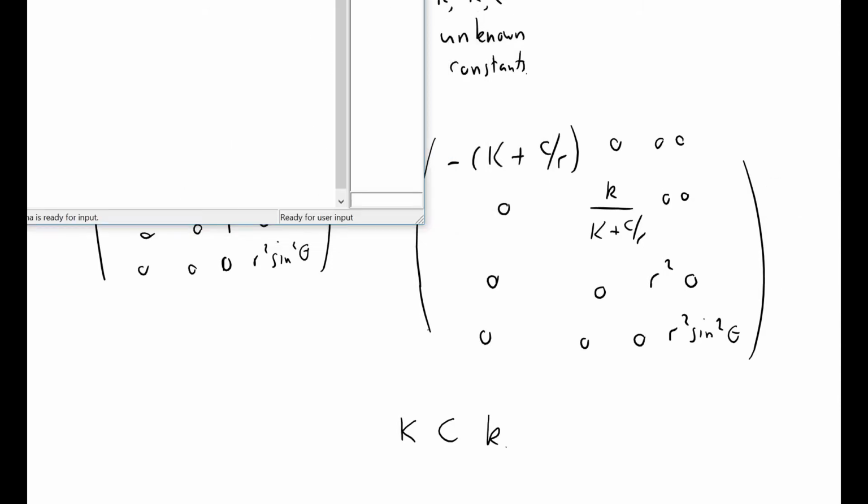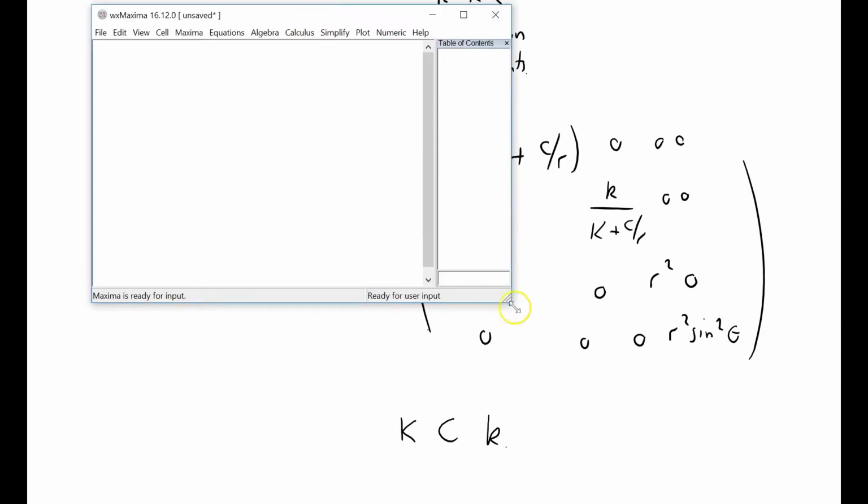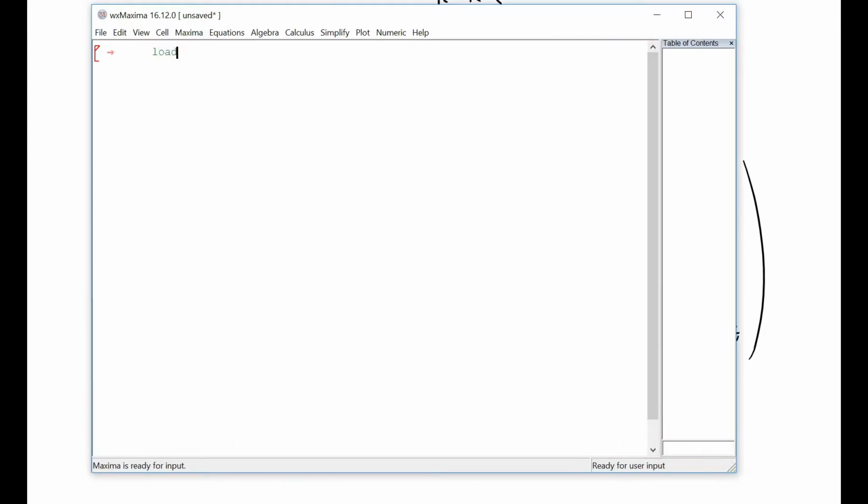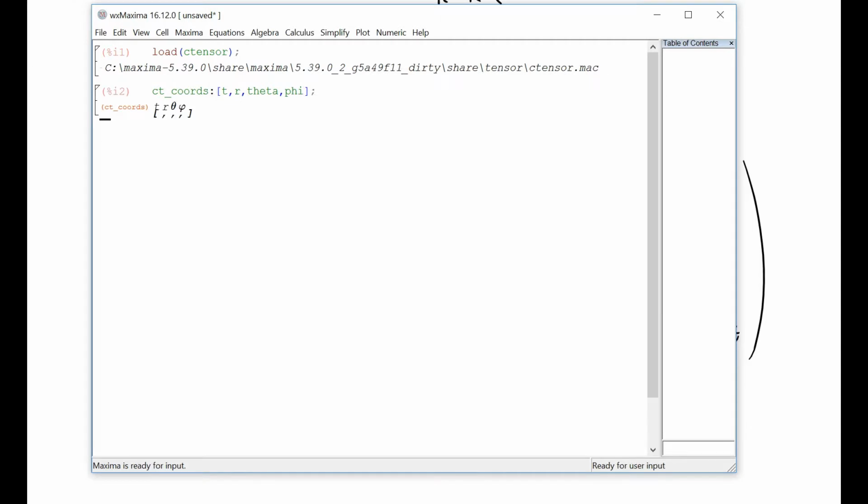So I've got my Maxima here. Let's put that down there, see if I can make it a bit bigger. And we go load C tensor. Load some background stuff here. We need to specify our coordinates. CT coords: r, t, theta and phi. Brilliant. Again with the rather poorly placed commas there.